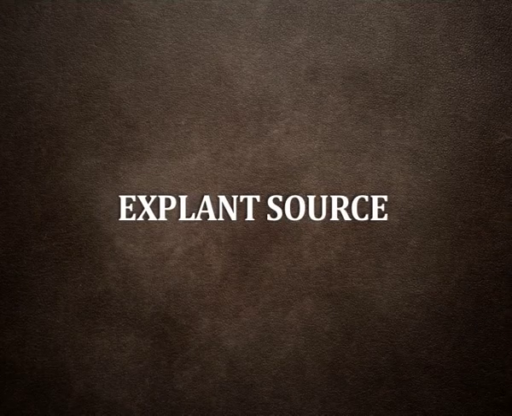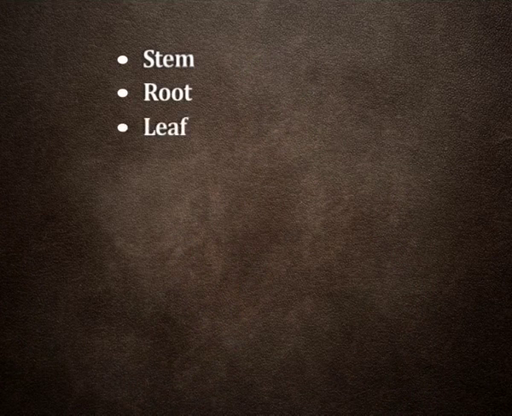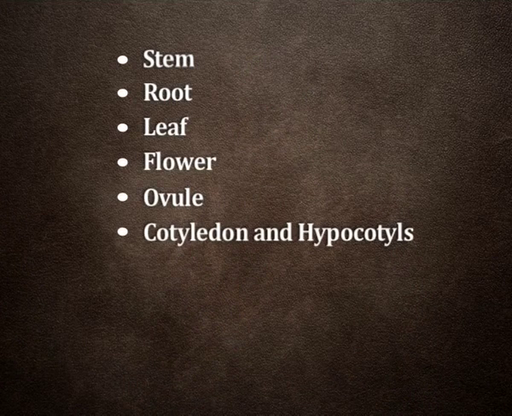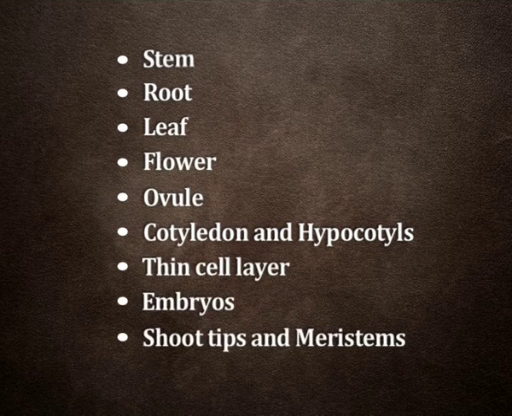The second factor affecting cultured plant tissues is explant source. Explants are the small parts or segments of plant tissues which are cultured on culture media to initiate cultures. Plant segments commonly used as explants in tissue culture include stem, root, leaf, flower, ovule, cotyledon and hypocotyl, thin cell layer, embryos, shoot tips and meristems, etc.